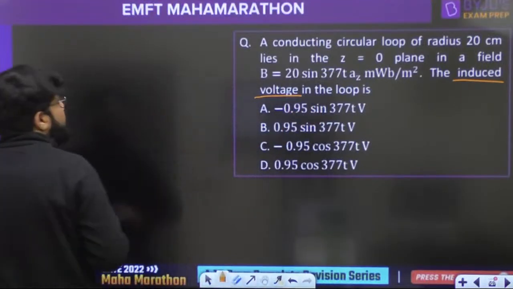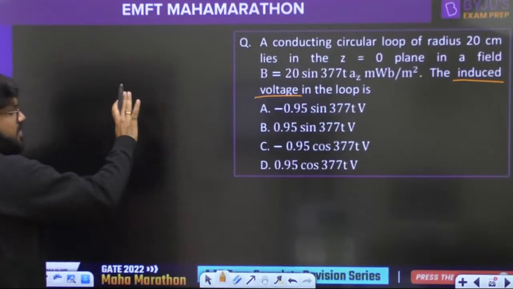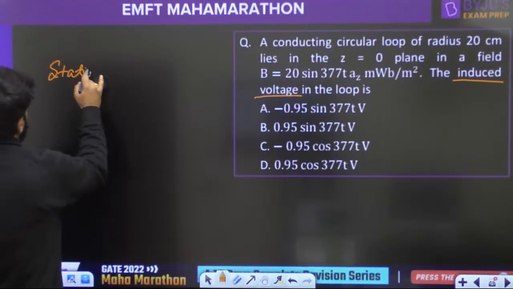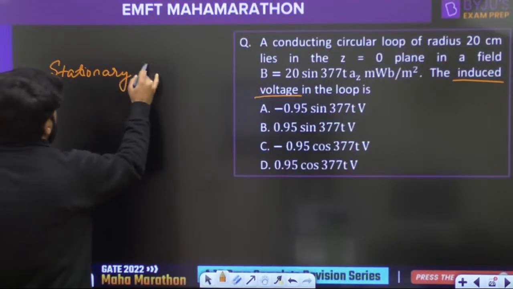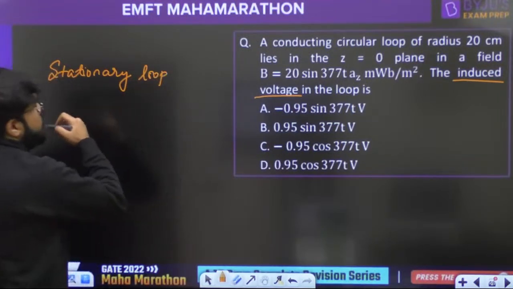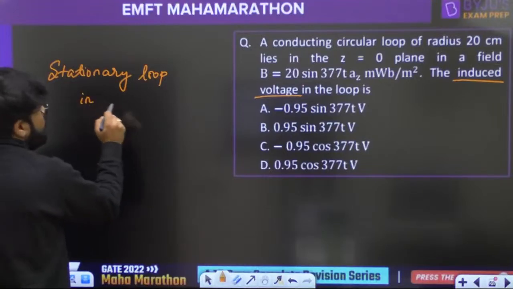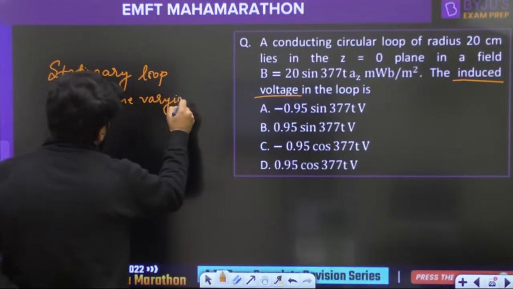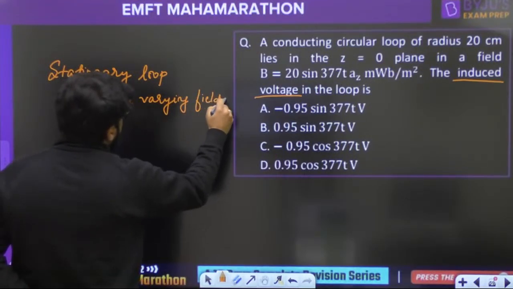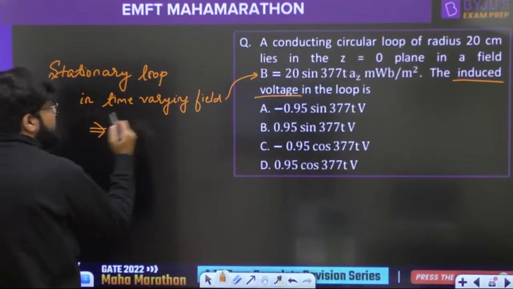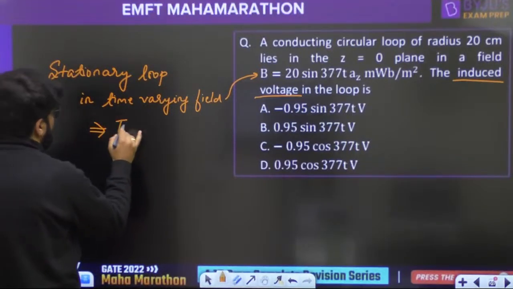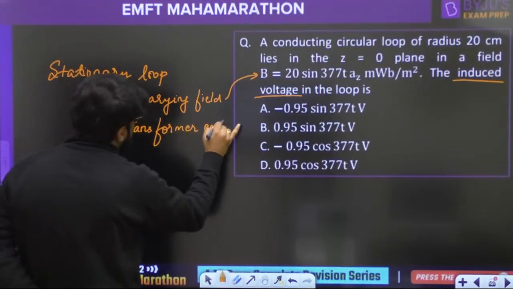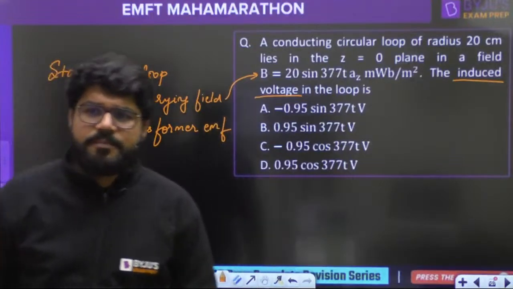Guys, let me tell you that whenever there is a circular loop, nothing given means not moving. So there is some stationary loop which may be circular or rectangular or any shape, does not matter. There is a stationary closed loop in a time varying B field, B is a function of time. The EMF that is generated is known as the transformer EMF. Basically related with Faraday's law only, right?